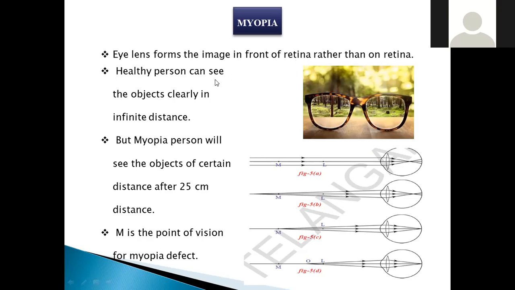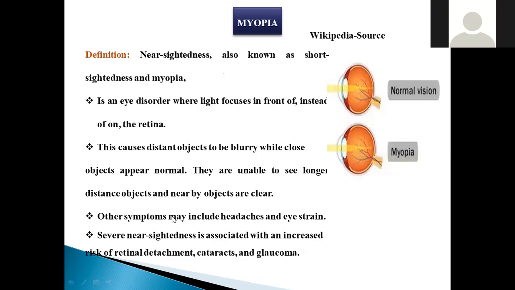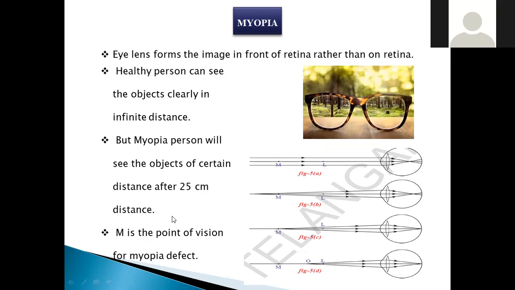A healthy person is able to see objects which are present far away, and even infinite distance objects are visible to the human eye. But myopia persons are not able to see beyond a certain distance, while the normal near point of the human eye is 25 centimeters. So they are able to see the pictures up to a certain distance. Beyond that distance, the entire picture will be blurred. Hence, you can say it is short-sightedness, or otherwise it is also known as nearsightedness.